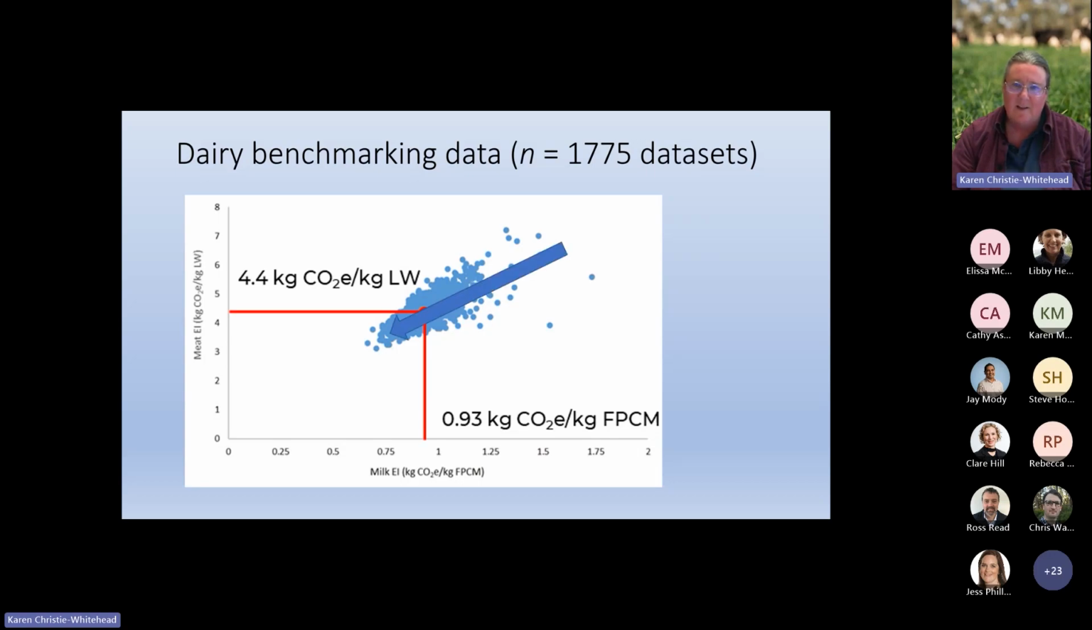But what we can see, without doing anything that's a silver bullet, like, I don't know, a vaccine to reduce enteric methane or feeding Asparagopsis, is there's quite a bit of scope within current farm businesses to reduce both milk and live weight emissions intensity. What are these farms down in this bottom left corner doing really well, and what can the farmers in the top right learn from these farmers in the bottom left to bring everyone's emissions intensity down?